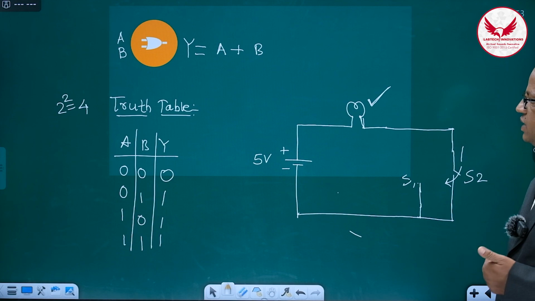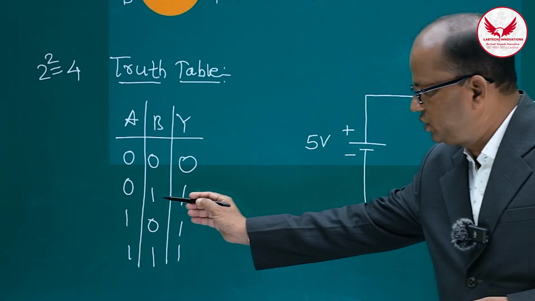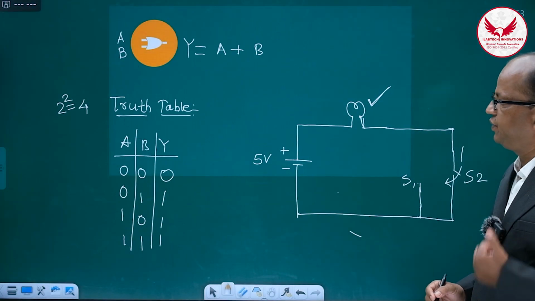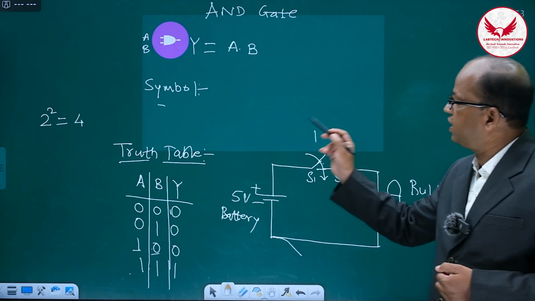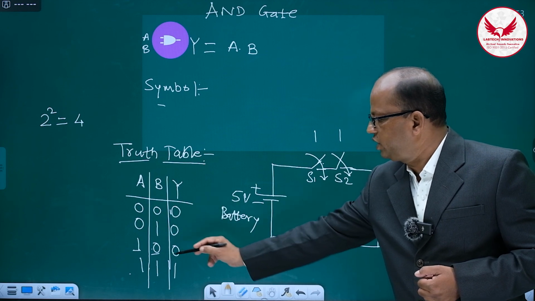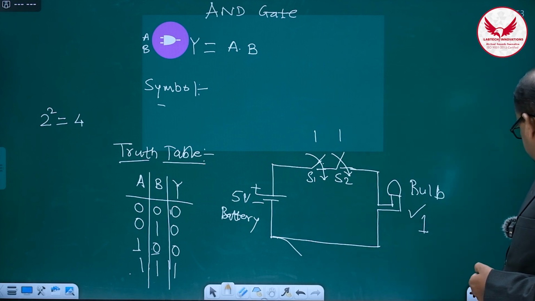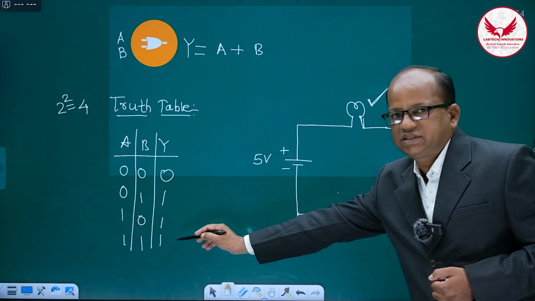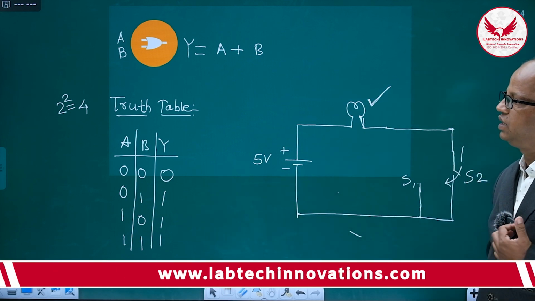So this is the second gate, and what it indicates is that if any one of the inputs is 1, the output remains 1. But this is not the case in the previous gate, the AND gate. In case of the AND gate, if any one of the inputs is 0, the output remains 0. If both the inputs are 1, then and only then the output remains 1. But in case of the OR gate, if any one of the inputs is 1, the output remains 1. So depending upon the requirement, one can use these gates.